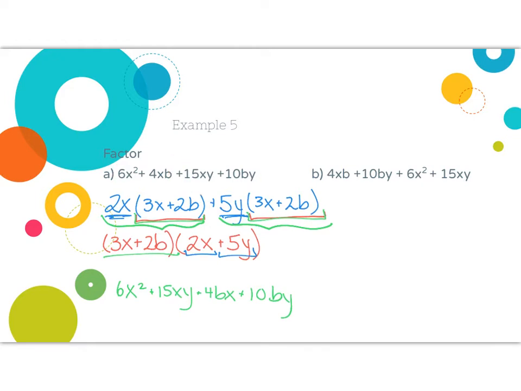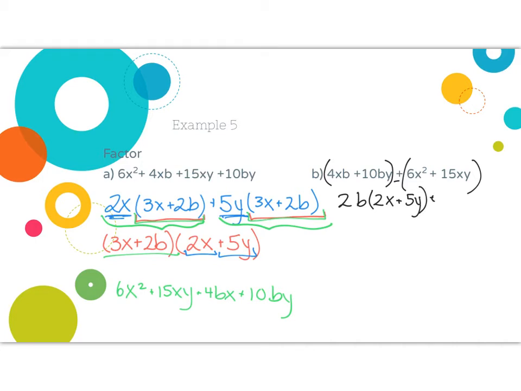So just erase this so it looks clearer. We have a 6x², 4xb, 15xy, and 10by. So we're going to factor this, grouping the first 2 terms and the second 2 terms, leaving addition in between. So in our first term, we can take out a 4. Sorry, not a 4. My mistake. We can take out a 2b. So we're left with 2x plus 5y.